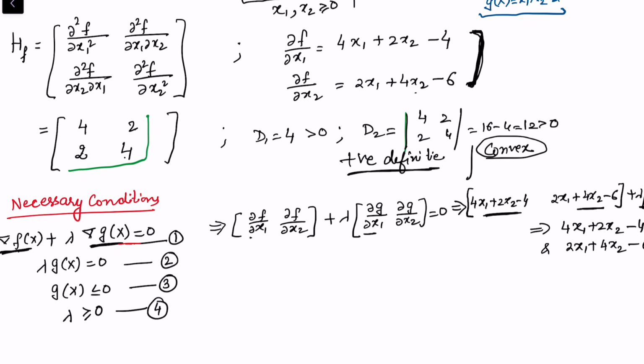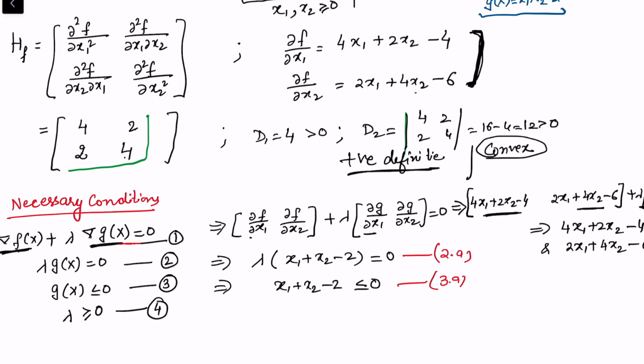Now lambda times g(x) equal to 0. So this will simply apply lambda times a constraint, which is x1 plus x2 minus 2 should be equal to 0. And on the similar line, let's just call this 2.A. And third, the constraint, which means x1 plus x2 minus 2 less than or equal to 0. Let's call this 3.A. And then finally lambda should be greater than or equal to 0, and maybe we can just rename it as 4.A. 4.A and 4 are the same.